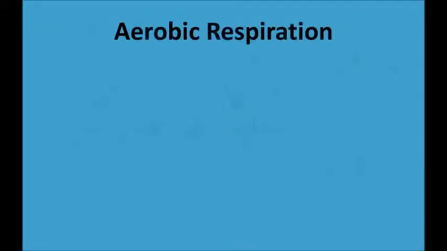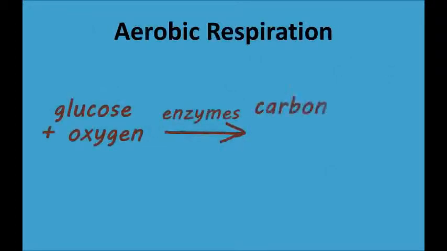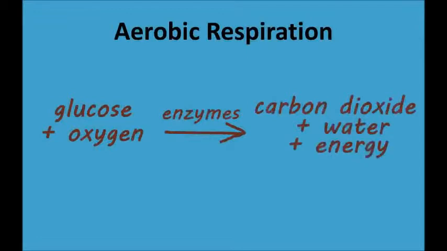The word equation for aerobic respiration is glucose plus oxygen, using enzymes, results in carbon dioxide plus water plus energy. We can't live without food or oxygen, and we can easily see why from this equation. Oxygen and food in the form of glucose are the two ingredients in aerobic respiration. We can also see from this equation why our breath contains moisture and carbon dioxide, since both water and CO2 are byproducts of aerobic respiration.